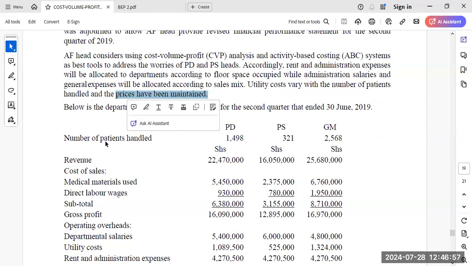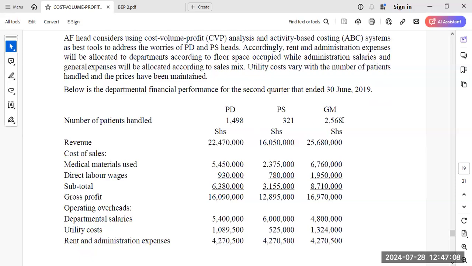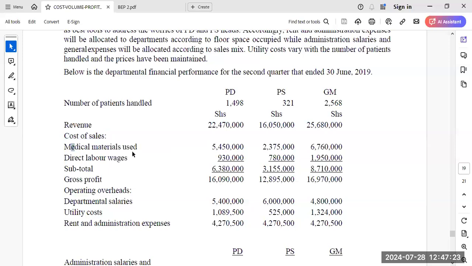Other things given. Okay, so below is the departmental financial performance for the second quarter that ended 30th June 2019. You have the number of patients handled. You have revenue. This is not per unit, this is not per patient; this is total revenue. You have costs, cost of sales. Then under cost of sales, you have medical materials used. This is not per unit, this is not per patient. These are direct labor wages. Then after that, they are giving you a subtotal. From that, you have gross profit.